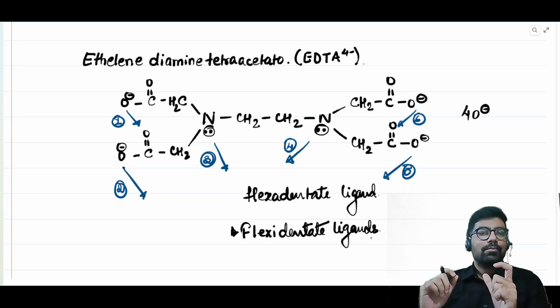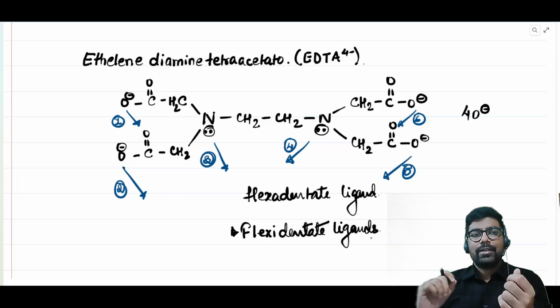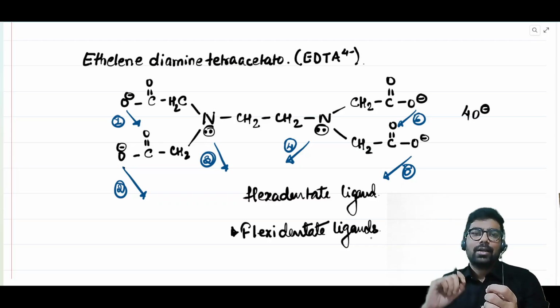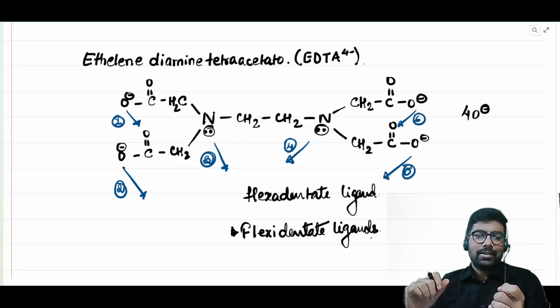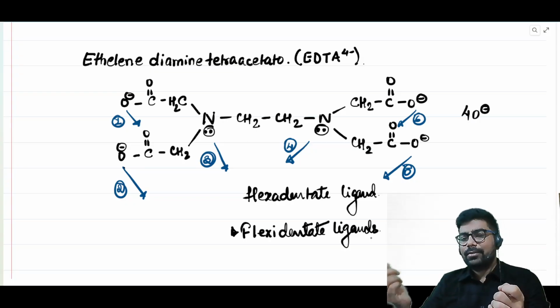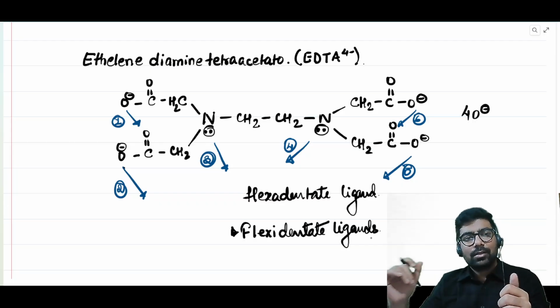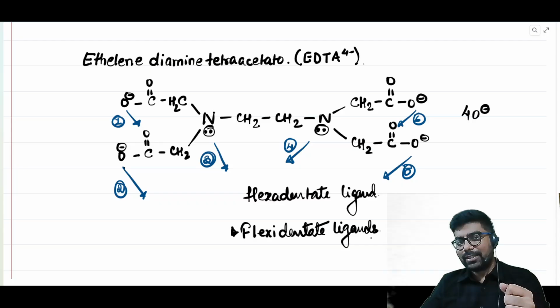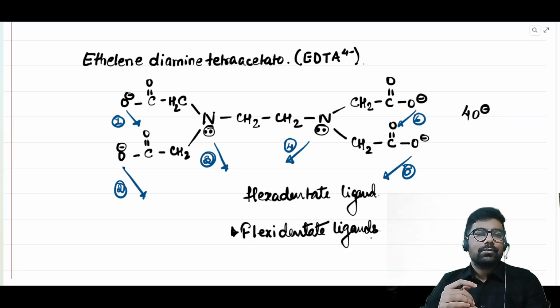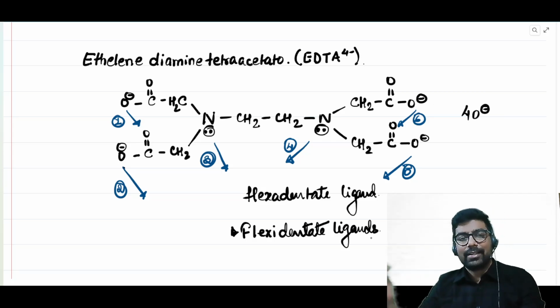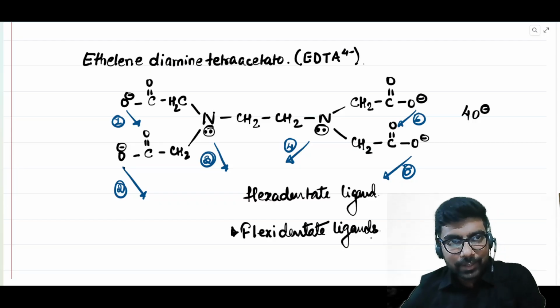These kinds of things are important in JEE Advanced when there are multiple correct options, right? They will give you EDTA is a hexadentate ligand, a flexidentate ligand, an ambidentate ligand, none of these or all of these, whatever it is. Ambidentate we have not studied yet, but over here both options will be correct. It is hexadentate also, it is flexidentate also. Now the ligand that we will study is a type of ligand called the ambidentate ligand. This is an important one.